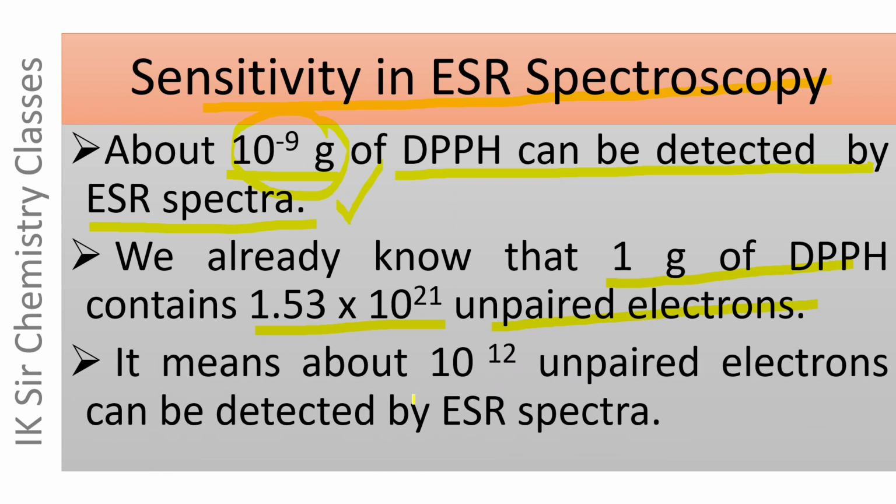and therefore it means about 10 to the power 12 unpaired electrons can be detected by ESR spectra. If the number of unpaired electrons is less than 10 to the power 12, they cannot be detected by ESR spectra. But if the number of unpaired electrons in a given sample is equal to or greater than 10 to the power 12, they can be detected by the ESR spectral technique.